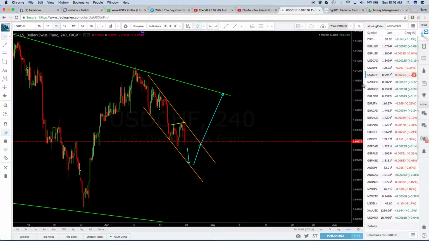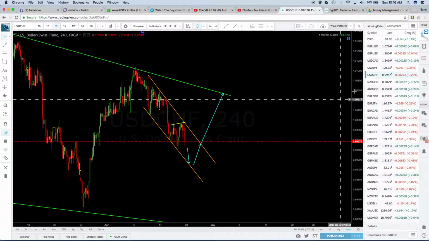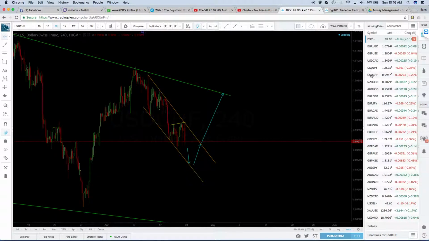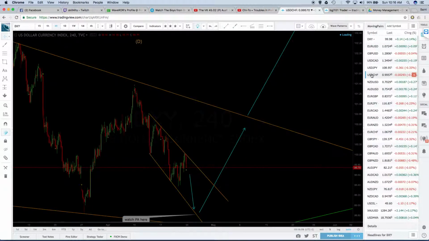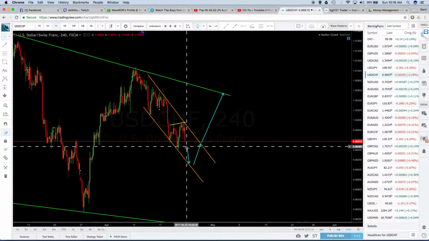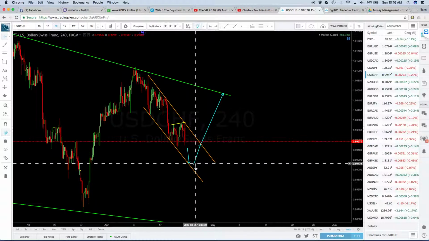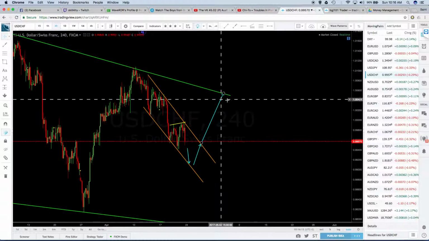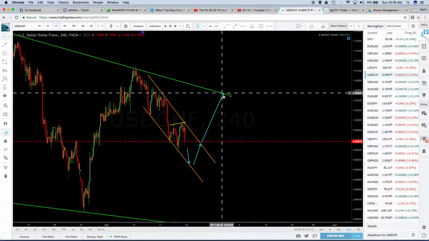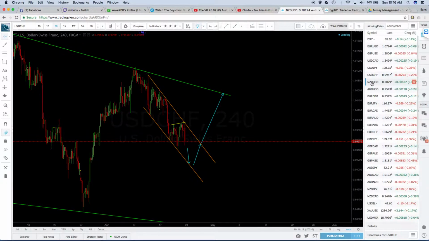US dollar chief, same thing. US dollar chief and dollar index usually mirror each other, as you can see. So we're still looking for chief to push down more, then make a bounce and break this pattern, and then we'll see what it does when it gets up into this area.